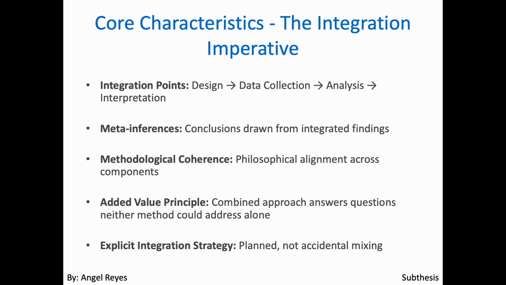The added value principle is your litmus test. Your combined approach must answer questions that neither method could address alone. If a single method would suffice, mixed methods becomes an expensive luxury rather than a necessity. Finally, you need an explicit integration strategy. Integration doesn't happen by accident. It requires deliberate planning, specific skills, and careful execution. These characteristics become your quality checklist for evaluating mixed method studies and designing your own research.